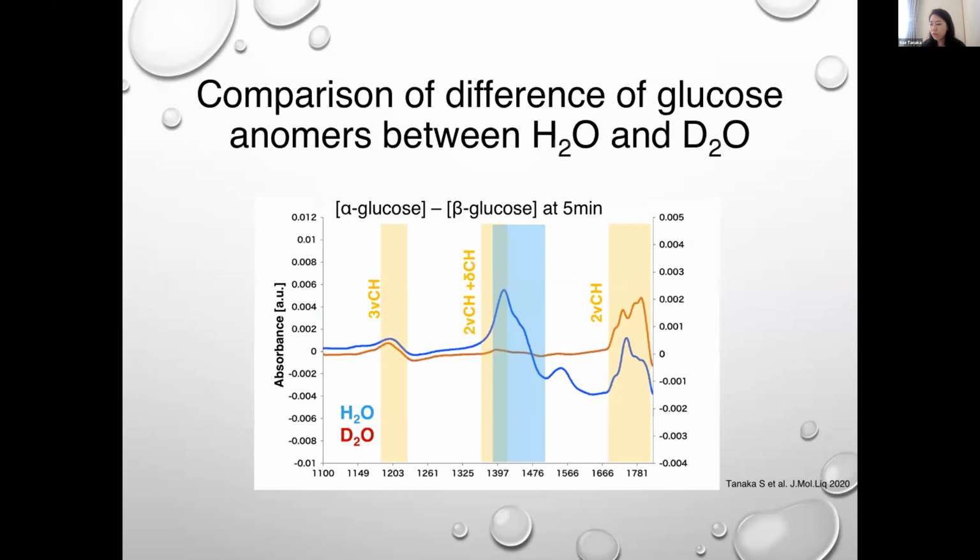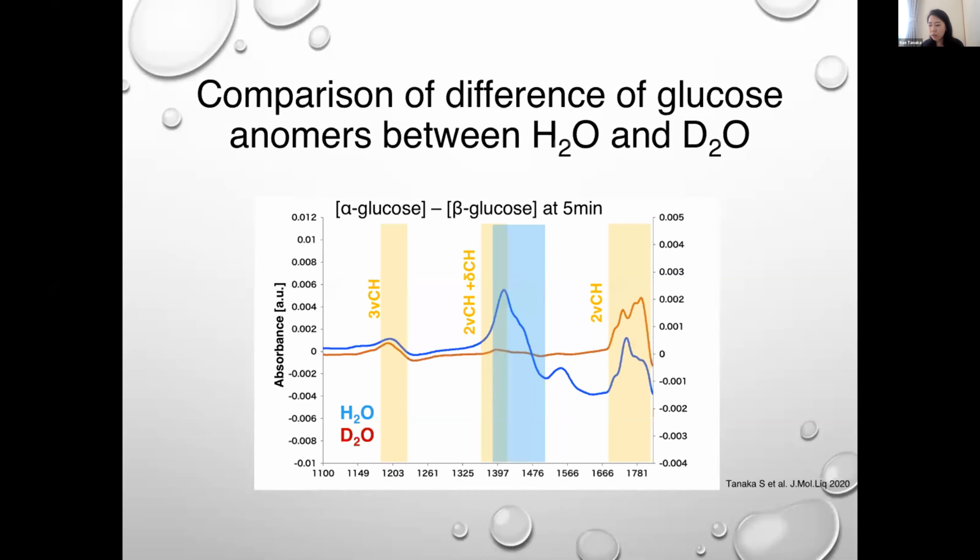I show here the difference spectra of glucose anomers in light water and heavy water at 5 minutes after dissolving. I confirmed that they have the same peak as the regression vector expected along the first overtone of light water. You can see there is an obvious difference along the first overtone of CH stretching region around here. It suggests the spectra of this region contained a water band.